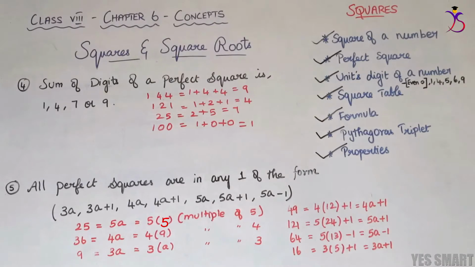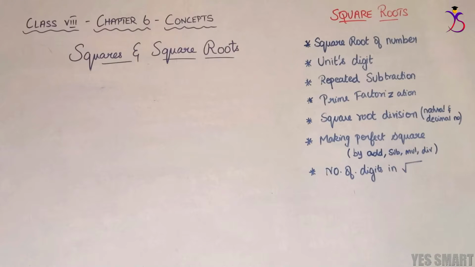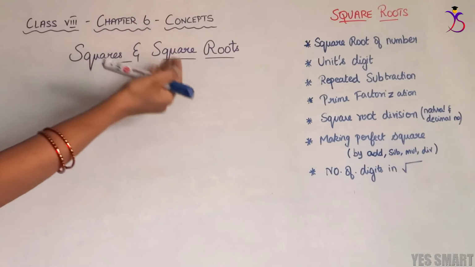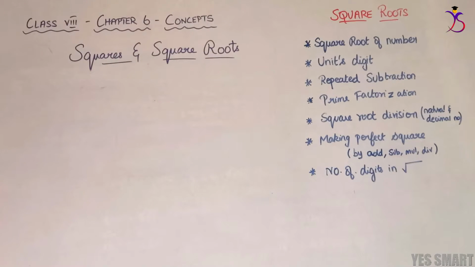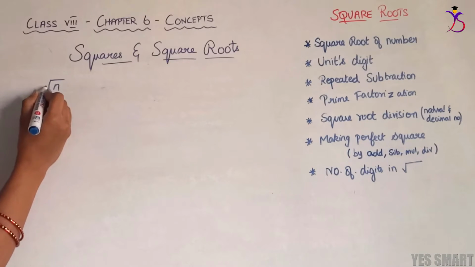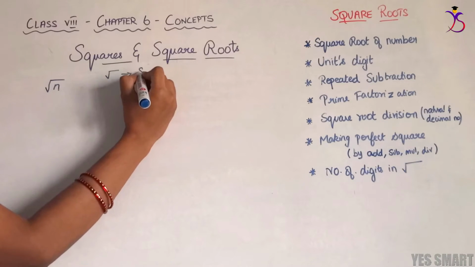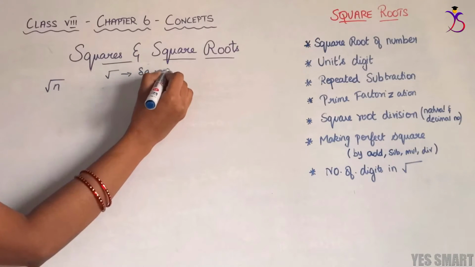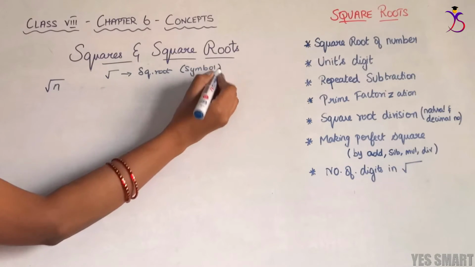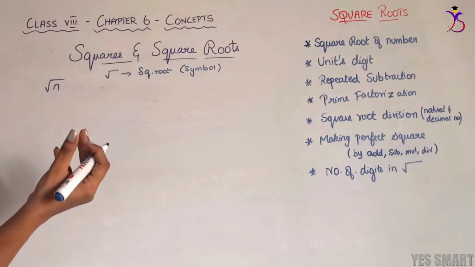Next let's move on to the square root. Now let's discuss the topics that come under square roots. So first, square root of a number. Square root of n. This is the symbol for taking square root, like plus, minus. The symbol for square root is this one. So if we find this symbol over any number, we are supposed to take the square root of that particular number.